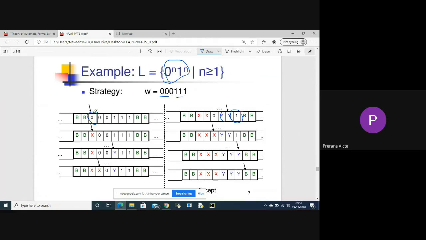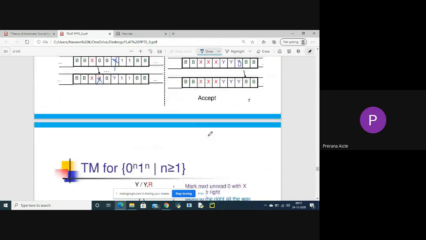Okay, for every 0 we need to map a 1. So here the 0 is replaced by x and the 1 is replaced by y. In the same manner, the second 0 and the second 1, the third 0 and the third 1. If it goes to the blank symbol, then the machine is said to be accepted.